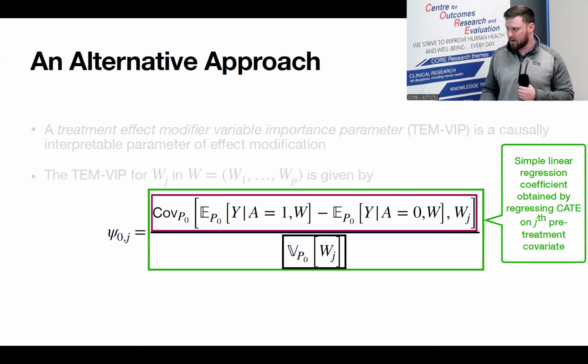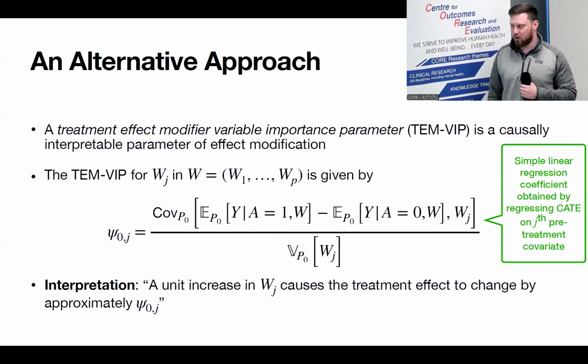So as I was saying, this psi j is a simple linear regression coefficient obtained by regressing our CATE on the jth pretreatment covariate. And its interpretation is as follows. A unit increase in Wj causes the treatment effect to change by approximately psi j. And again, we're going to have one of these psi j's, or make a statement like this, for every single one of our pretreatment covariates.